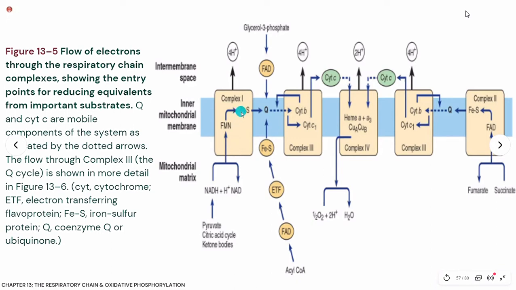Complex 1. Then it goes to complex 3. Complex 4. This one is again complex 3, similar to this one. Okay. You have your succinate. The hydrogen is complex 2, going there to Q. There. All right.